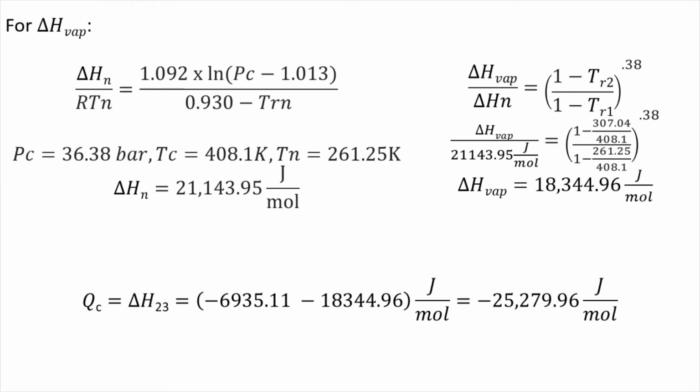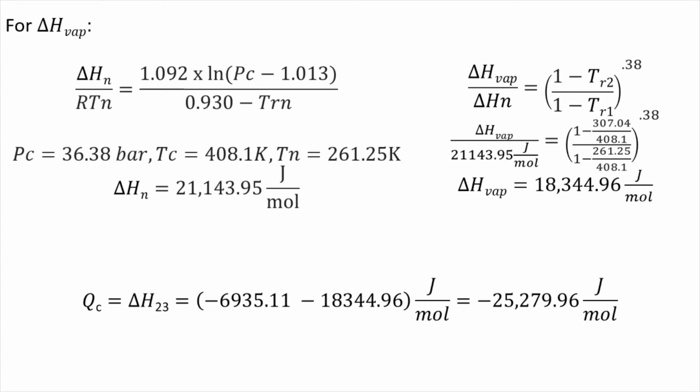The normal heat of vaporization can be solved by using Riedel's equation. And by plugging in our values, the normal heat of vaporization is 21,143.95 joules per mole. And to solve for the delta H vap, we will use Watson's equation. And thus, again, by plugging in our values, the calculated delta H vap is 18,344.96 joules per mole. We can now solve for the Q condenser, or our delta H23.